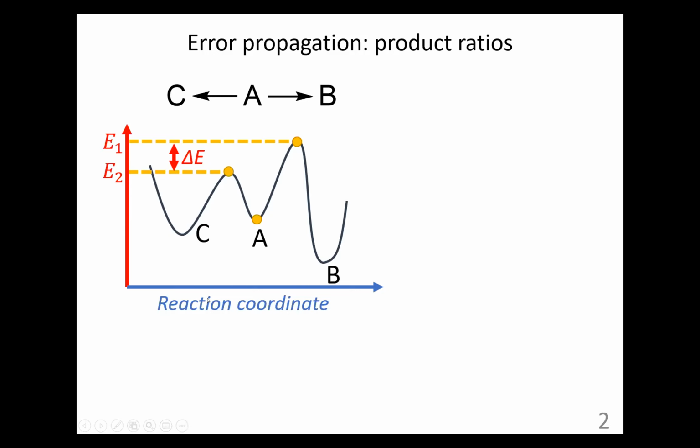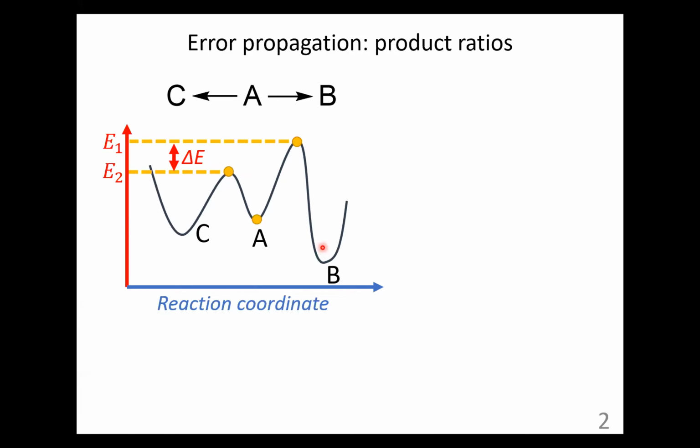And what does it mean from quantum chemistry perspective? It means that the transition state leading to the main product should be well below the next lowest transition state leading to the alternative product.